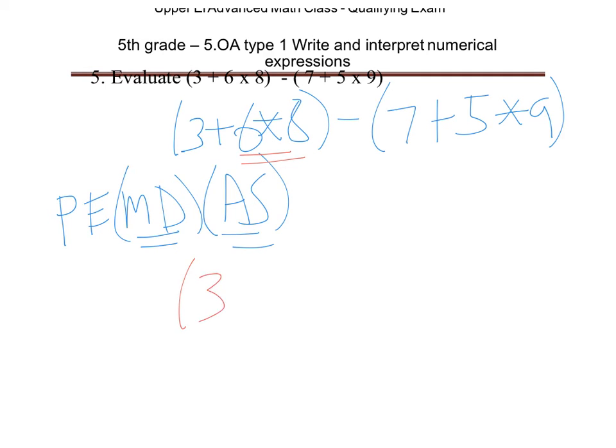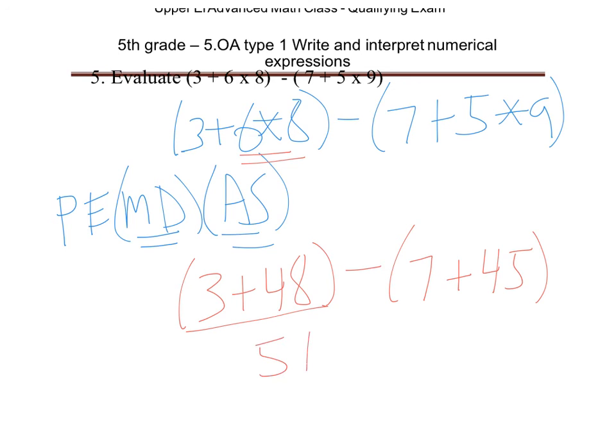We'll get 3 plus 48, and we're going to subtract, and inside these parentheses we'll do the multiplication first, 7 plus 45. Let's do the addition. So we get 51 minus 52. Well, it's one bigger, so imagine that you had $51 in your bank account and you spent $52. What would the state of your bank account be? It would be at -1. And that's our answer, -1.